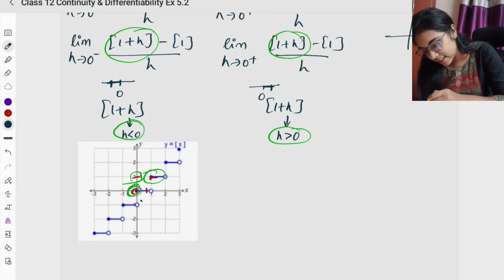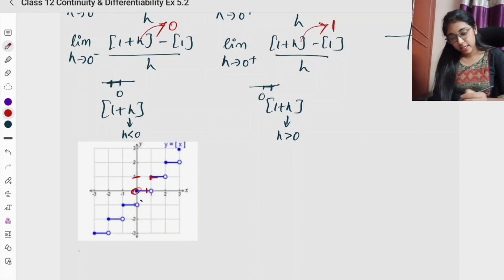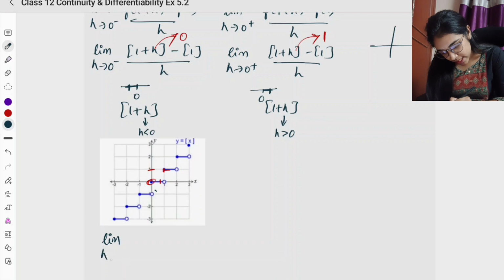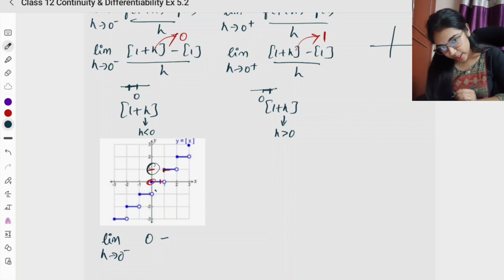So in this place the value it is going to take is 0, and here the value it is going to take is 1. Clear? What happens to my left hand limit? Limit h tends to 0 minus of 0 minus GIF of 1, and the value of GIF of 1 is going to be 1 itself. So 0 minus 1 divided by h.